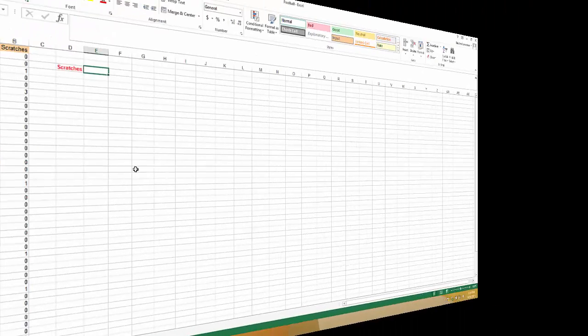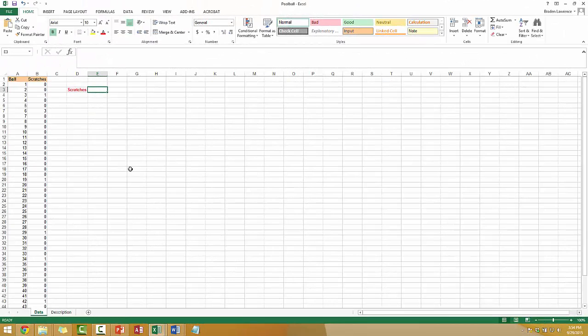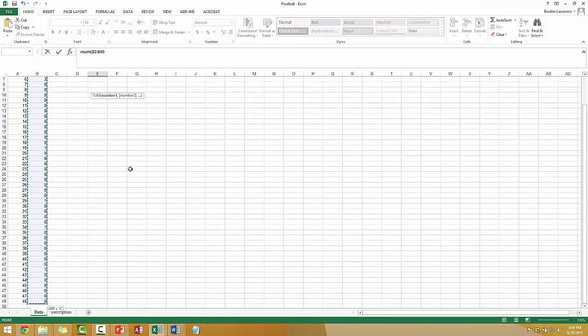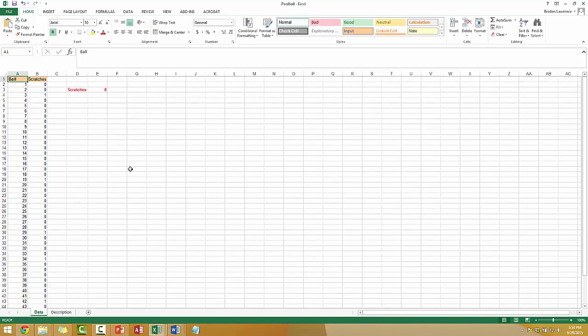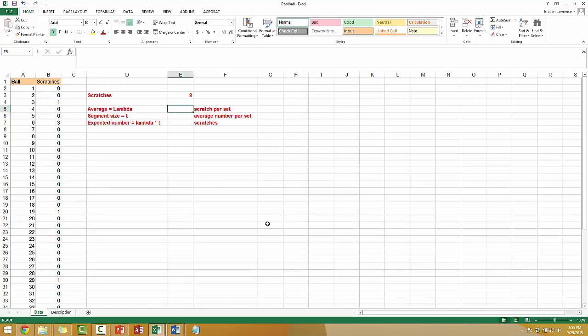To determine the number of scratches in the sample, we can simply take the sum of the scratches column. As you can see, it shows that we have 8 scratches in the sample. Lambda in this problem would be 1, and the segment size t would simply be the 48 balls divided by our sample of 16, and the expected number, lambda times t, would simply be our 3 times 1.